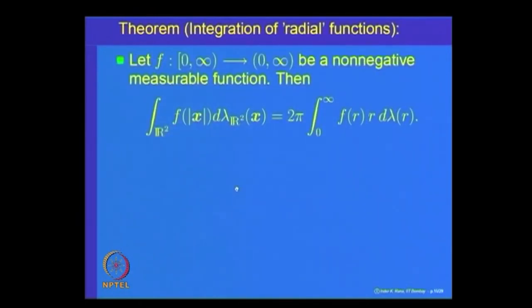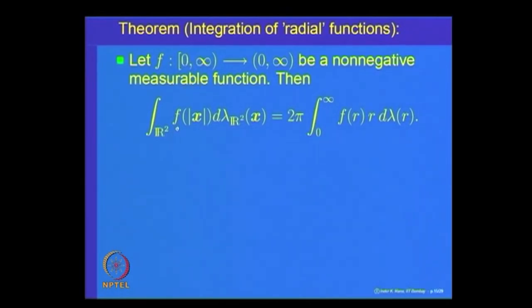So, this is another application or extension of the result we just proved. It is called the integration of radial functions. Let us look at the theorem. Let us look at a function f defined from 0 to infinity, on the non-negative part of the real line, taking non-negative values. So, it is a non-negative measurable function defined on the non-negative part of the real line.